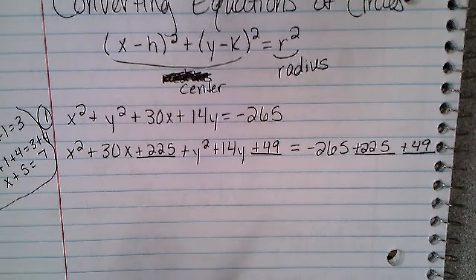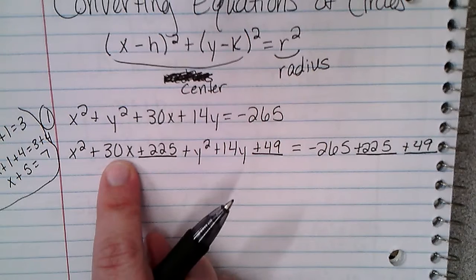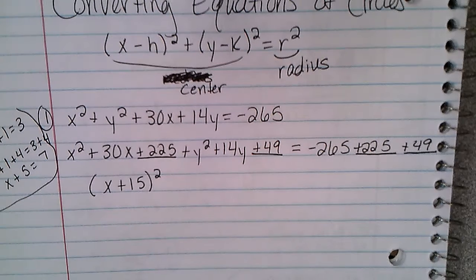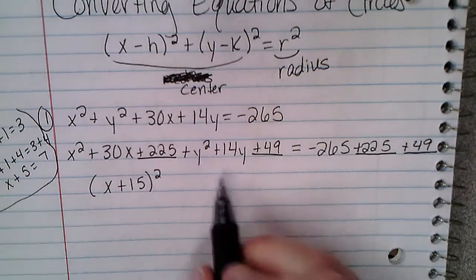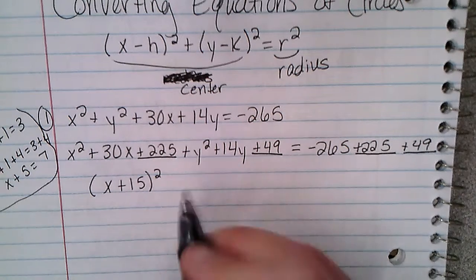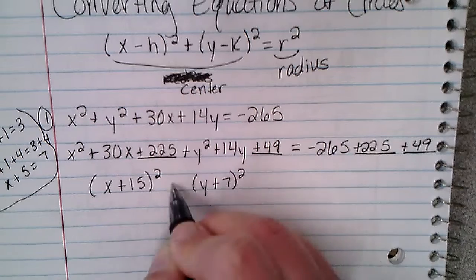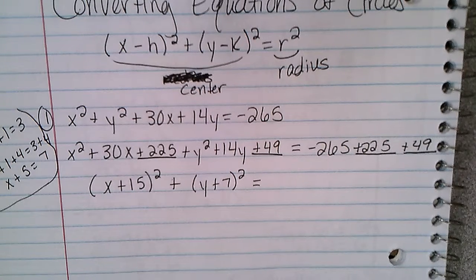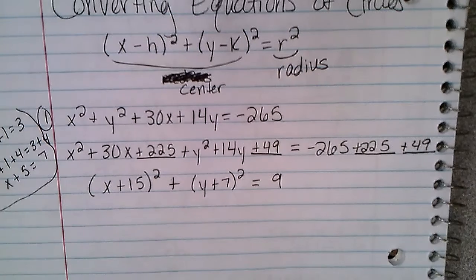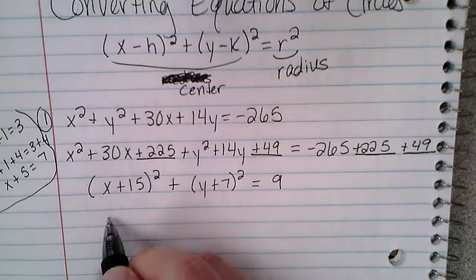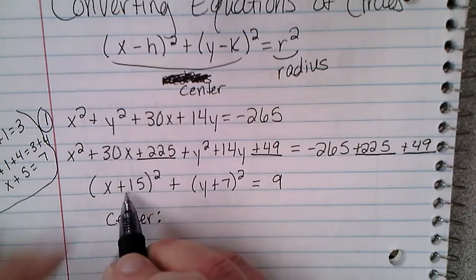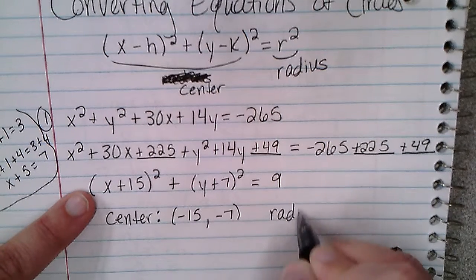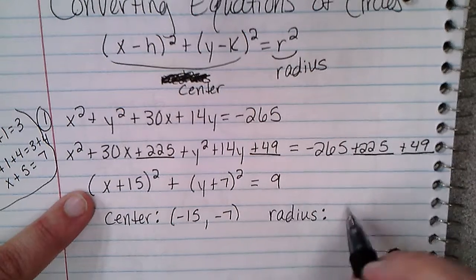So now what we're going to do is factor. So remember I said cut the 30 in half, which is 15, and square it. So to factor that, it would be x plus 15 squared. You could FOIL it out and check it if you don't believe me. Over here, cut the 14 in half, that's 7. Square it, that's 49. So that's y plus 7 squared. Equals, now we're going to take all of these numbers and combine them, which is 9. Now it is in standard form. Now I can find the center and the radius. So the center would be negative 15 and negative 7. And the radius would be the square root of 9, which is 3.